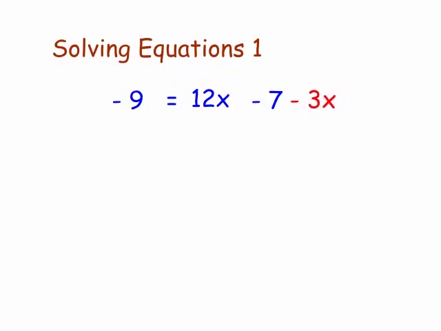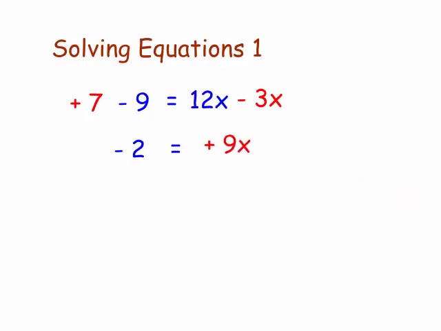Okay, let's move the minus 7 across. Now it jumps over the equal sign, and it becomes a positive 7. So what are we left with? Well, 12x minus 3x, and you can see here 7 minus 9. Now 7 minus 9, we all know is minus 2. We can see this is equal to, let's have a look, positive 9x. That's not too bad. And then we can just divide everything by 9. Here we are. x is equal to minus 2/9.